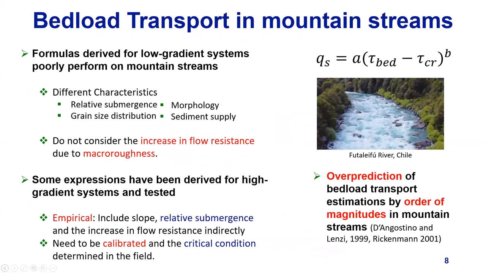So, how is bedload transport in mountain streams? Most of the formulas were developed for lowland streams, as the ones that I showed you, but they perform poorly in mountain streams. So some people have derived some empirical formulas for mountain streams, but they still overpredict bedload transport by orders of magnitude in mountain streams. And this is because of the different characteristics that I mentioned, but also because, as I mentioned, they are semi-empirical and they are not physically based.